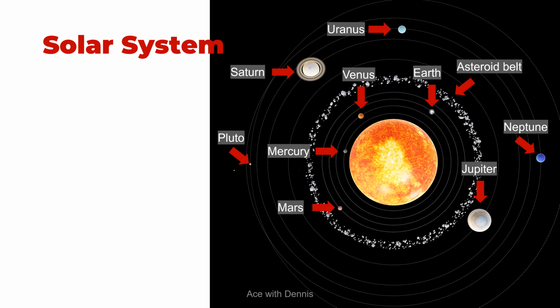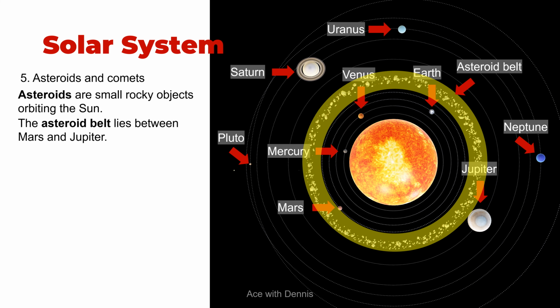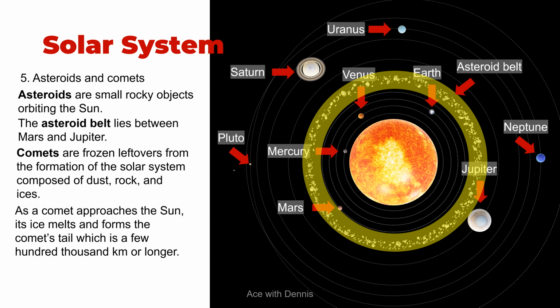The last elements in the solar system are asteroids and comets. What are asteroids? Asteroids are small rocky objects orbiting the Sun. As you can see from the diagram, the asteroid belt lies between Mars and Jupiter. How about comets? Comets are frozen leftovers from the formation of the solar system, composed of dust, rock, and ices. As a comet approaches the Sun, its ice melts and forms the comet's tail, which is a few 100,000 kilometers or longer.